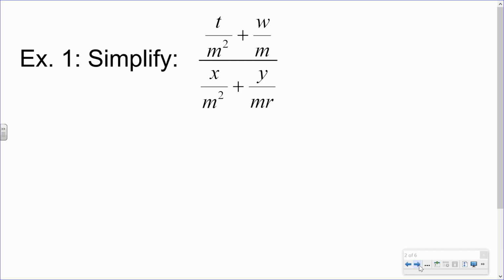So starting off, here's a complex fraction. And we've already been doing some of these. Who can tell me what you would like to do as we start off trying to simplify this thing? Come on, somebody's got a good idea. What should we do to simplify this thing? Maya.